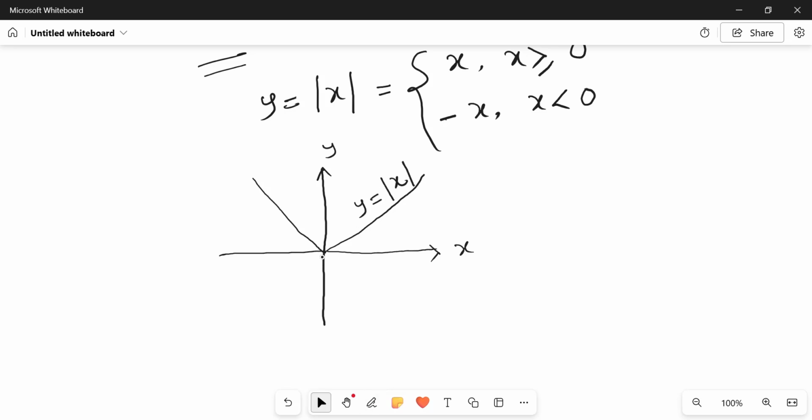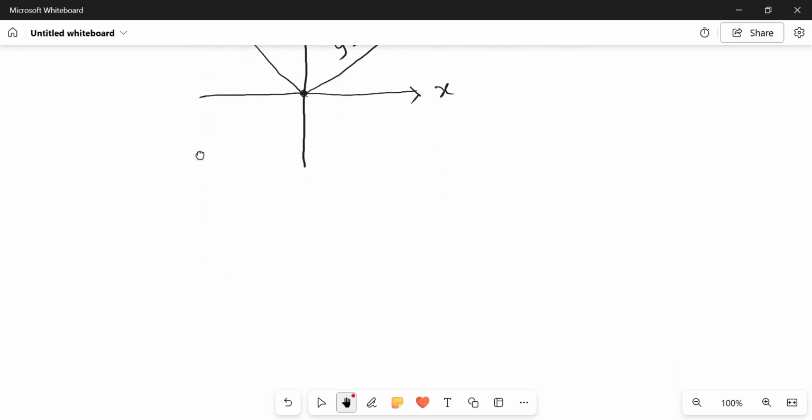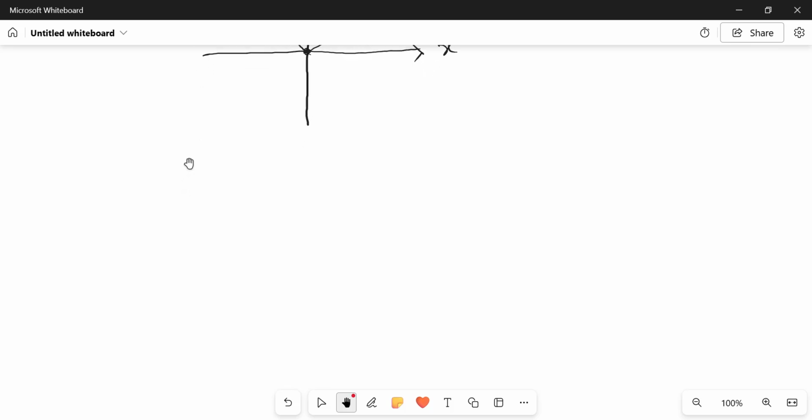The graph of absolute value of x looks something like this, where you can see that at x equal to 0 we have a sharp corner point, so we can say that it is not differentiable at x equal to 0, because when we have a sharp corner point like this, the right derivative and the left derivative are not equal. If we want to say it mathematically, then we have to calculate that limit that we talked about earlier. So let's find the limit of this.